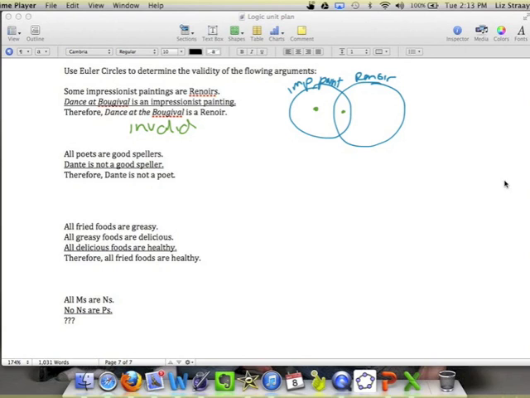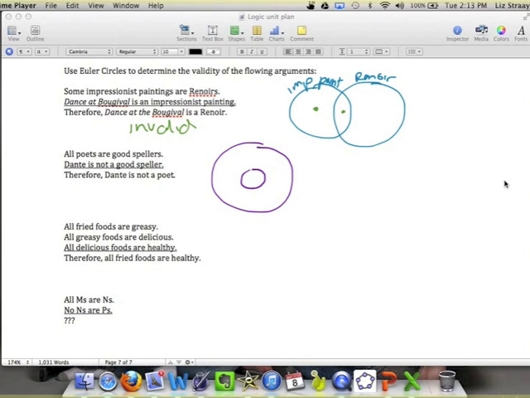The next one says, all poets are good spellers. When we're talking about all, we're going to have completely overlapping circles. All poets are good spellers. What's going to go inside and what's going to go outside? Poet is on the outside. Speller is on the inside.